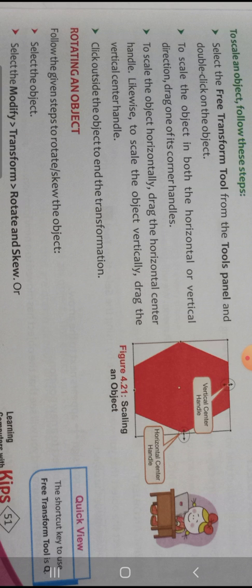And now rotating an object. You can also rotate the object. To rotate it, select the object, then select Modify, Transform, and Rotate and Skew. Skew means inclined. In Hindi it is tircha. We can also rotate the object in an inclined way, in a slant, tircha. And skewing an object is to rotate the object in a slant way.